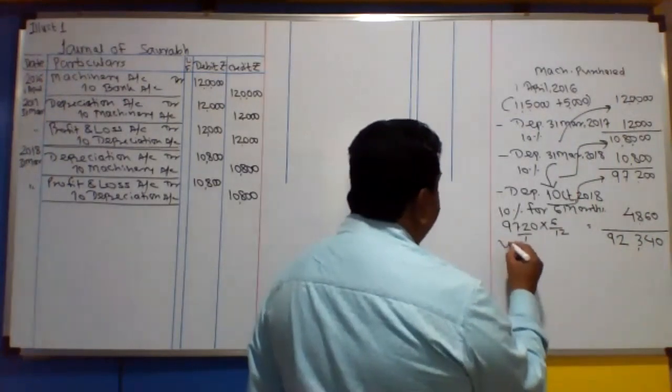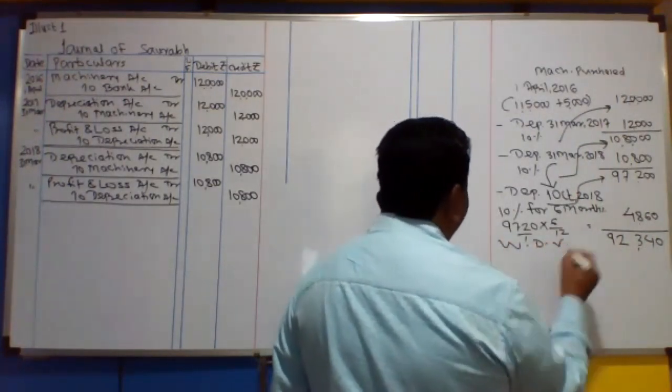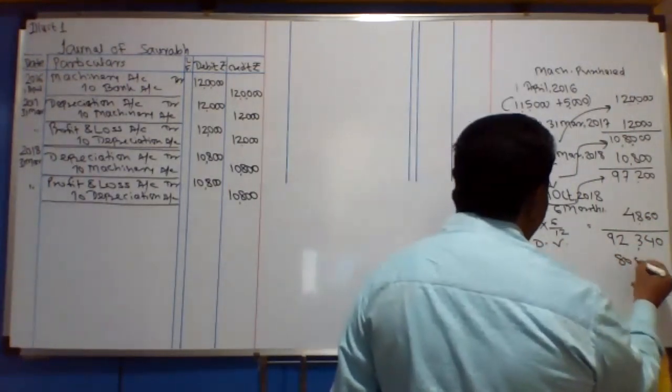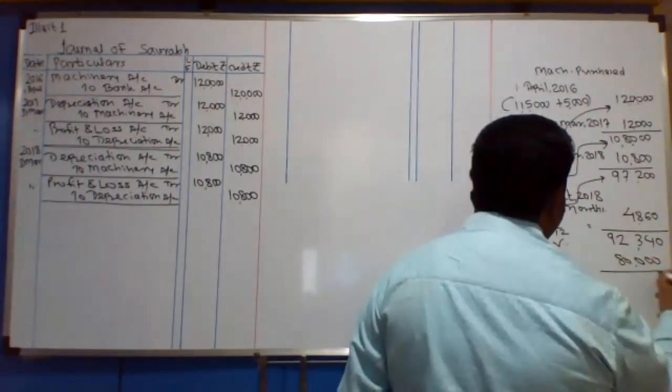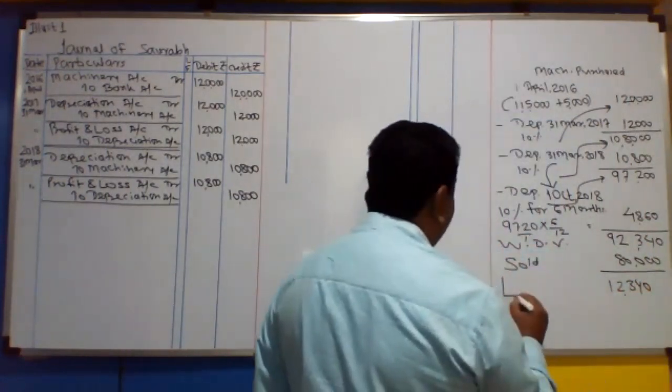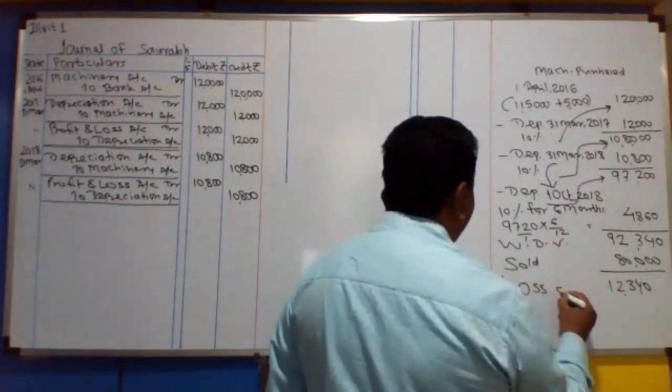Okay, this is the written down value. And that is sold at what price? It is given to you. Sold at what price? 80,000. 80,000 को हमने सेल किया. So what is the loss on sell? This is a loss on sell.